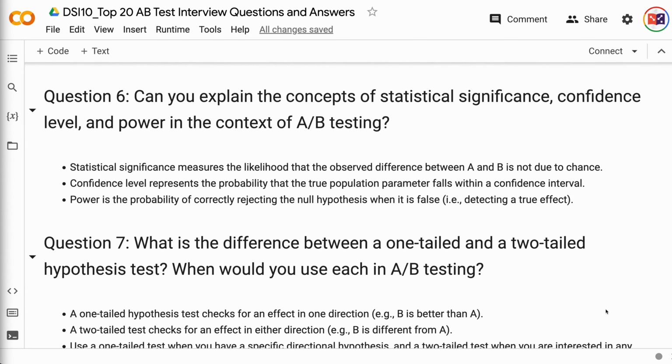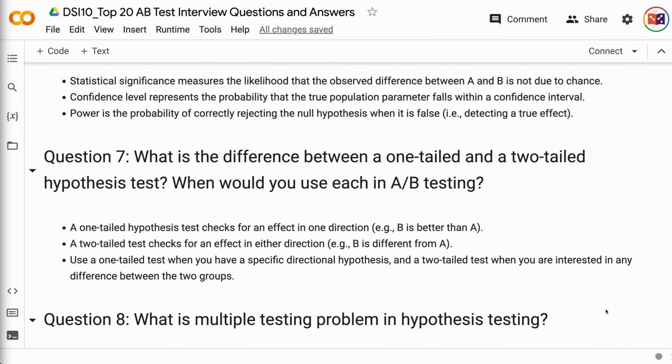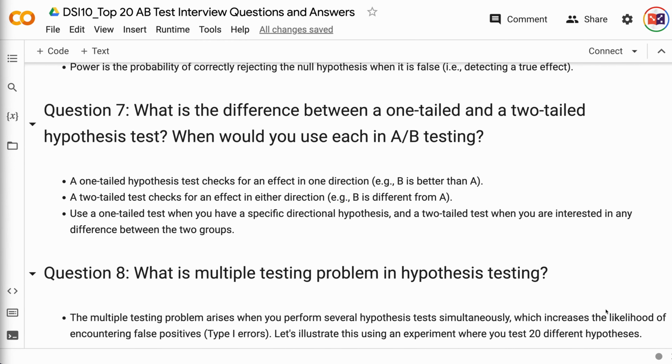Question 6. Can you explain the concepts of statistical significance, confidence level, and power in the context of hypothesis testing? Statistical significance measures the likelihood that the observed difference between A and B is not due to chance. Confidence level represents the probability that the true population parameter falls within a confidence interval. Power is the probability of correctly rejecting the null hypothesis when it is false. Question 7. What is the difference between a one-tailed and a two-tailed hypothesis test? When would you use each?